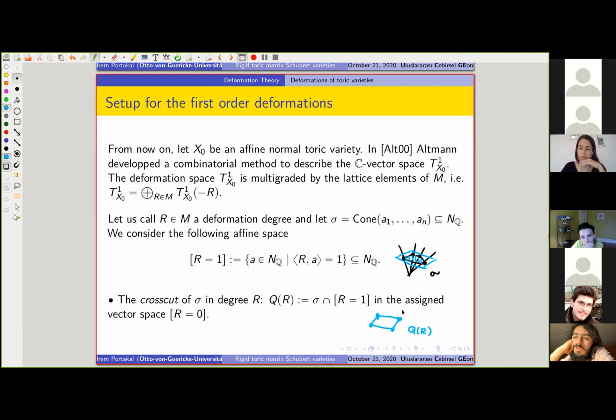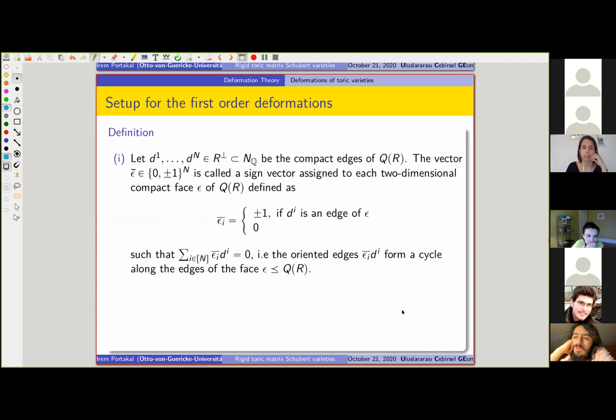He then puts some technical things as explained here. First of all, he considers the compact edges of this crosscut. In the example, we have 4 compact edges. Then for each compact edge, and for each two-dimensional compact face, in our case we have only 1, let's call this an epsilon. Then they assign the sign vector such that they fit into a cycle along the edges. For example, we can take 1, 1, 1, 1, such that it fits into a cycle along the compact edges of the compact face.